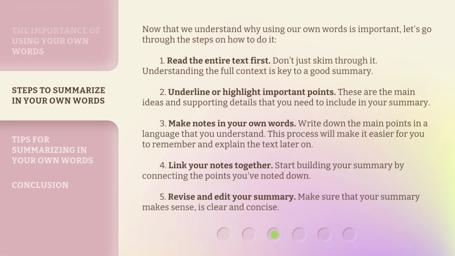Now that we understand why using our own words is important, let's go through the steps on how to do it. 1. Read the entire text first. Don't just skim through it. Understanding the full context is key to a good summary. 2. Underline or highlight important points. These are the main ideas and supporting details that you need to include in your summary.